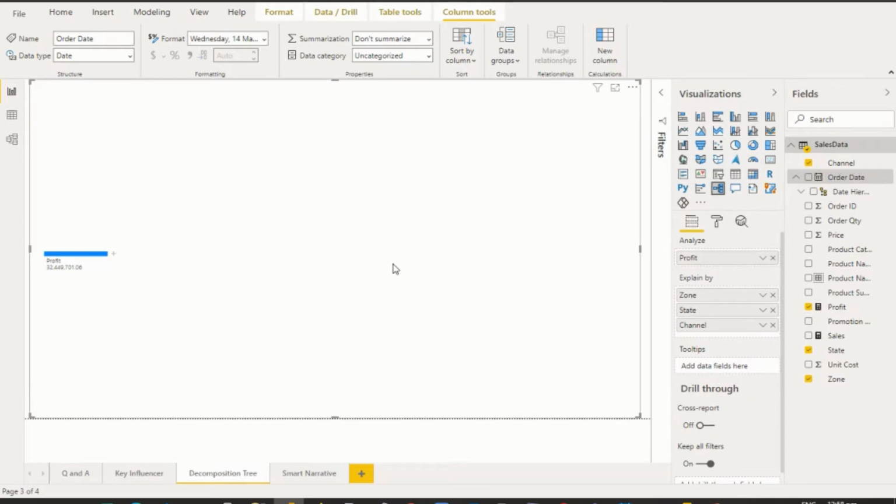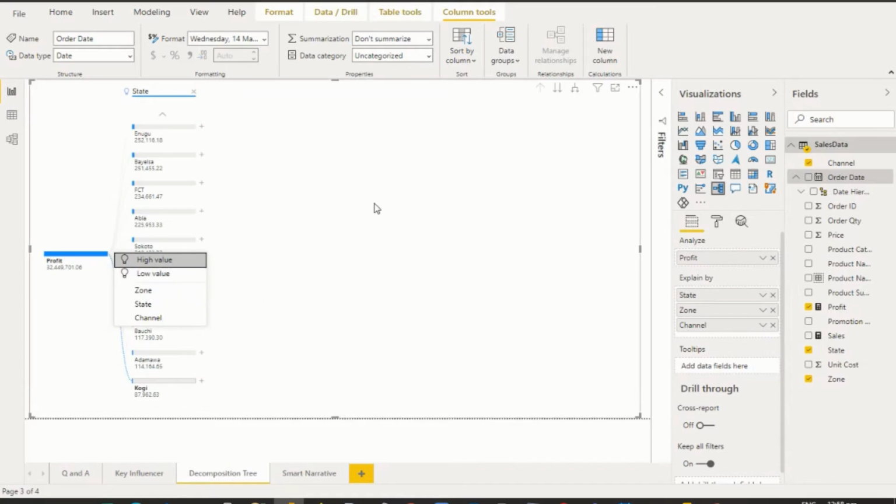Now let's start with the very first one. It's telling me your profit. There is a plus here. When I click on the plus, it will ask me, do you want to analyze the high value or low value? No, tell me the low value. What is happening? Low value. If I'm giving you low value around profit, can you tell me the zone that is causing this trouble as far as low value is concerned?